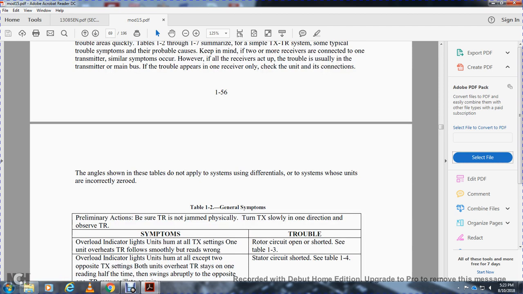The angles shown in the table do not apply to a system with a differential, or to a system that is incorrectly zeroed. Table 1-2, general system.